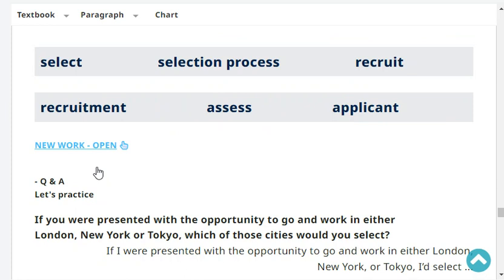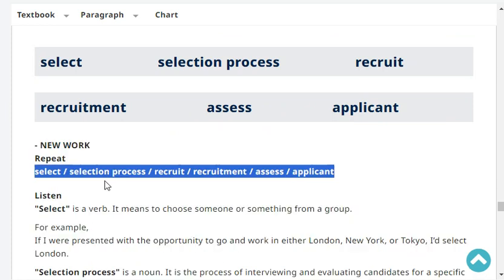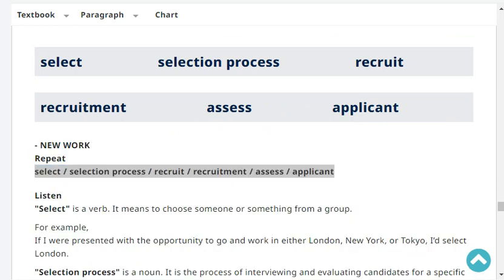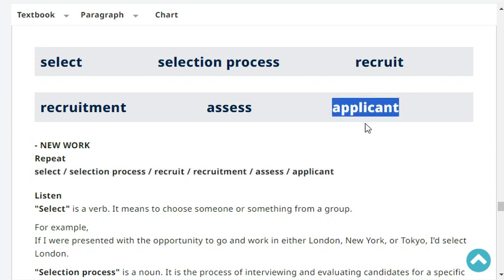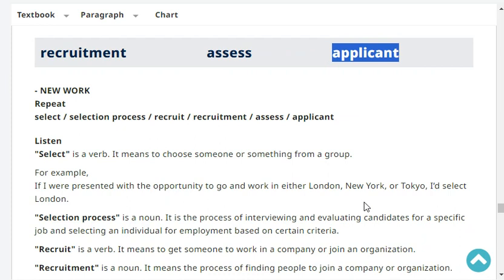Next, repeat. Select, selection, process, recruit, recruitment, assess, applicant. Very good.